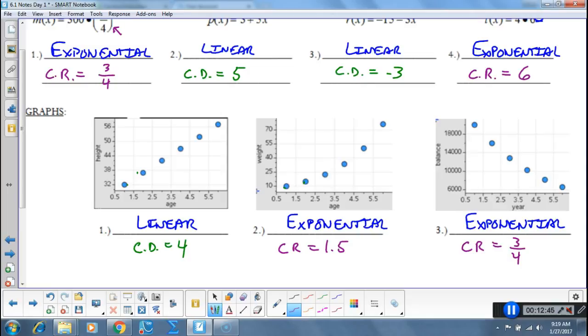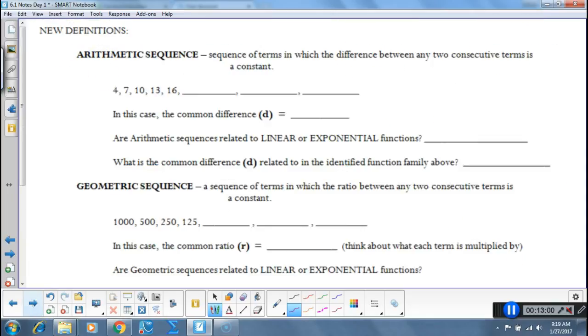It's because it's decreasing. Yep, it's decreasing instead of increasing. Increasing with exponentials, remember, your common ratio has to be bigger than 1. Decreasing has to be less than 1. Okay? All right. There we go.